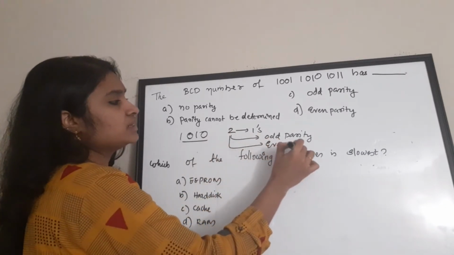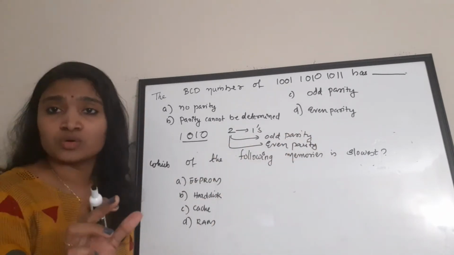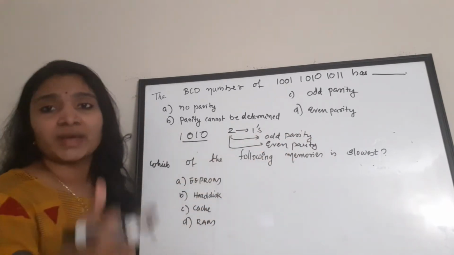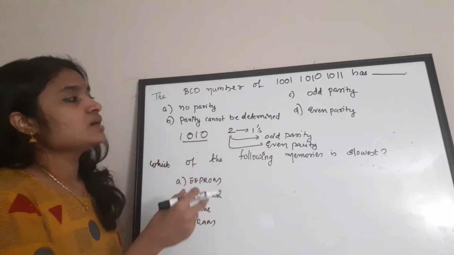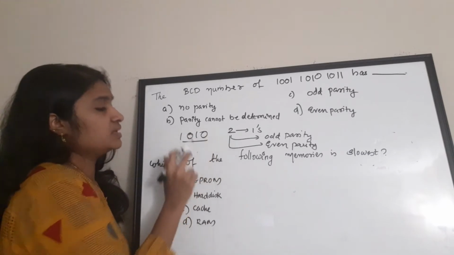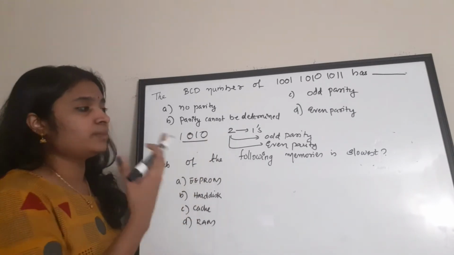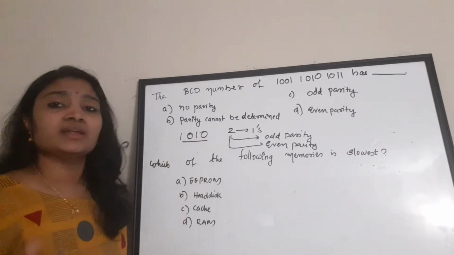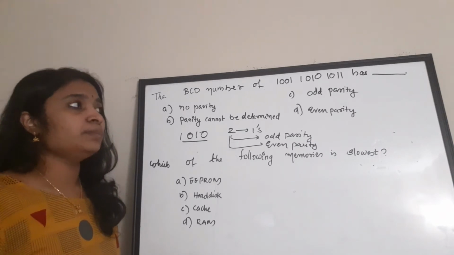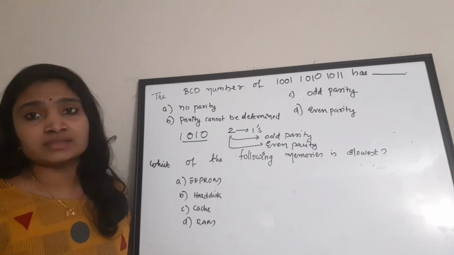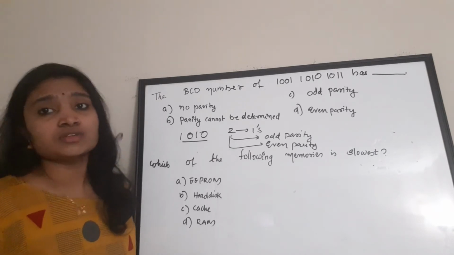Very simple, right? So if the number of ones present in a number is odd, then we say it is odd parity. And if the number of ones present in a given number is even, we say it is even parity. And this parity is actually used for determining whether the number is even or odd. Okay, so generally parity means the number of ones, and if it is even, it is even parity. If it is odd, then it is odd parity.